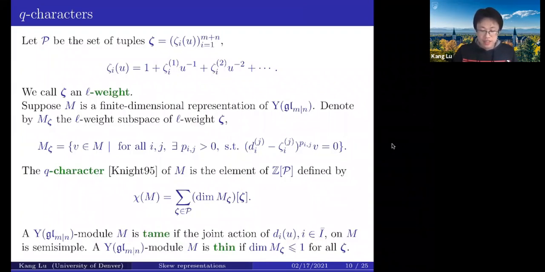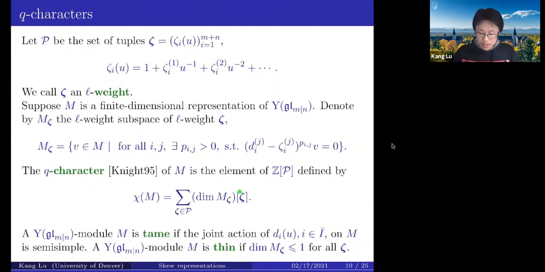Then we consider the generalized l-weight space. Unlike the Lie superalgebra case, in general they are not diagonalizable anymore. So you will have Jordan blocks. So instead of considering the weight space, we consider the generalized weight space. We have to add some further power here, provided there exists some number so that this part will be zero. This is called the l-weight subspace or generalized l-weight subspace. Then the character is given by the following formal summation. Usually, because we are considering finite dimensional modules, this is a finite sum.